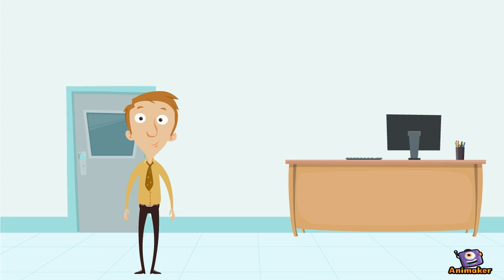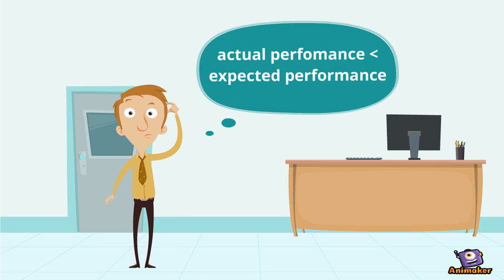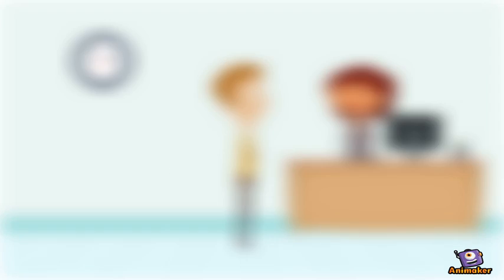The ADDIE model begins when a triggering event occurs, such as a person in power realizing that actual organizational performance is not living up to the expected performance. That person then approaches a training professional, who begins the analysis phase.